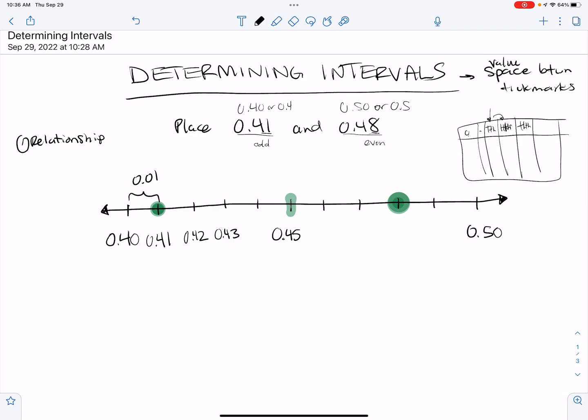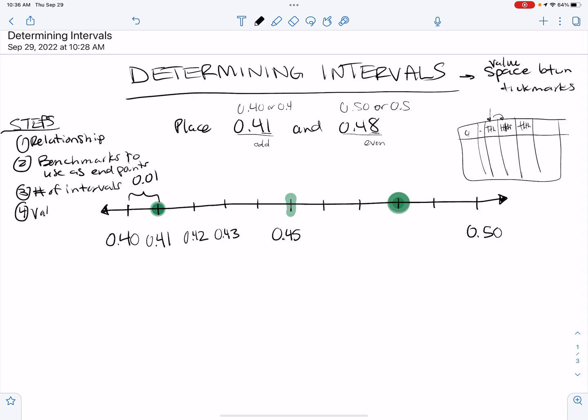So going back to our list over here, for our steps, first you had to determine that relationship, then you had to think about what are some benchmark numbers that you can use as your endpoints, and then you need to determine your number of intervals, and then you got to space them out. And then draw them, and then figure out what is the value of the intervals.